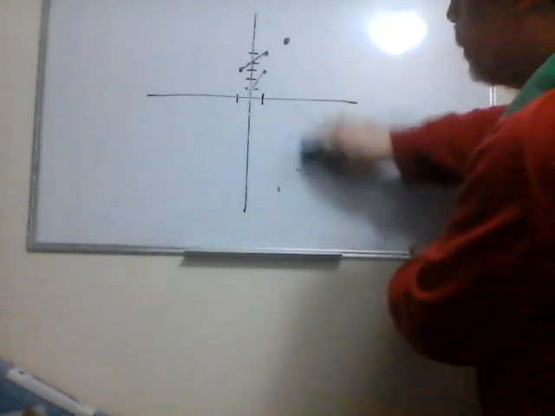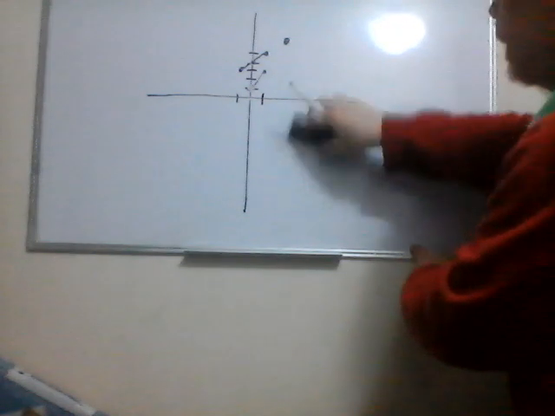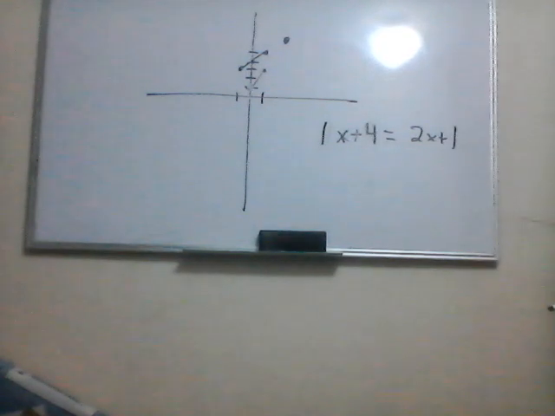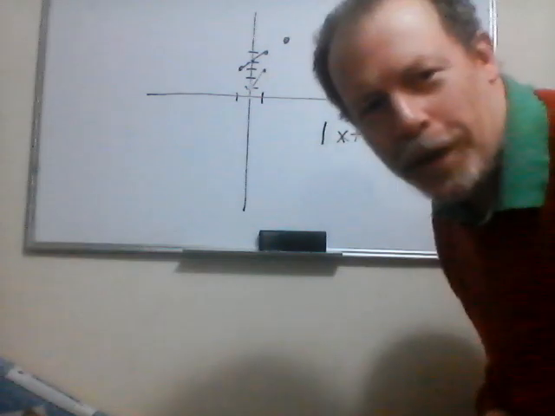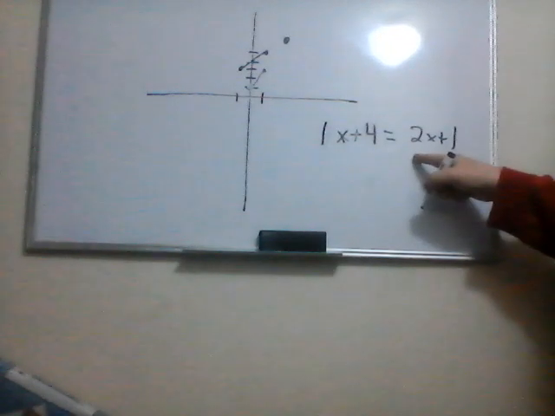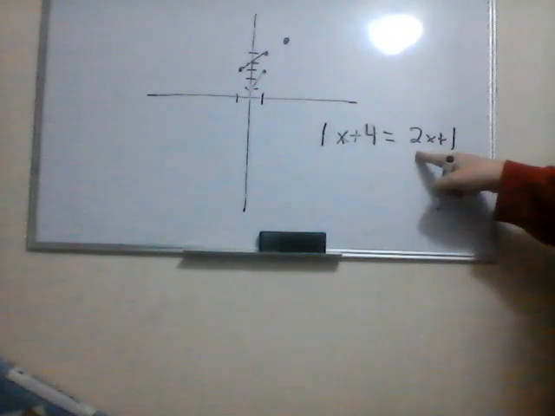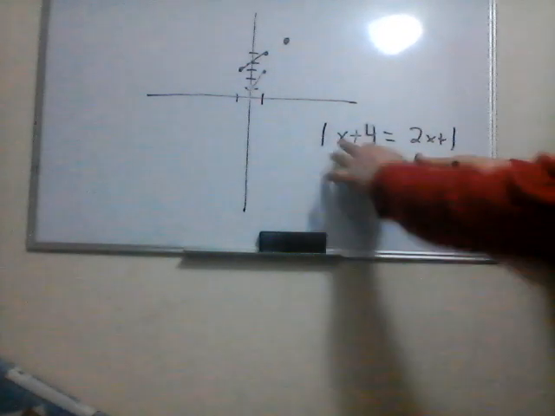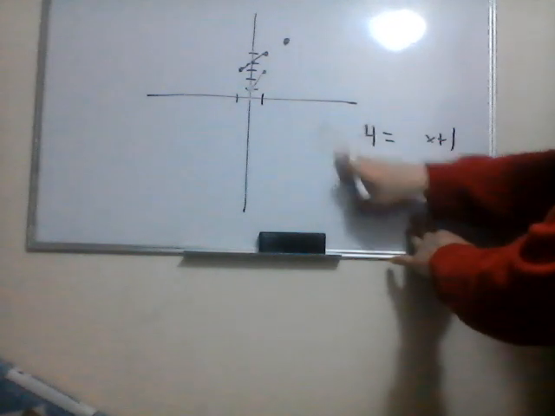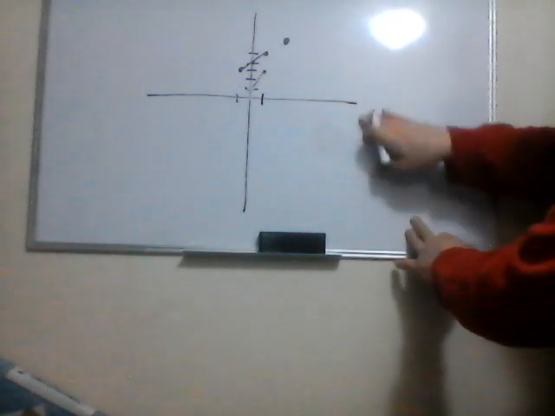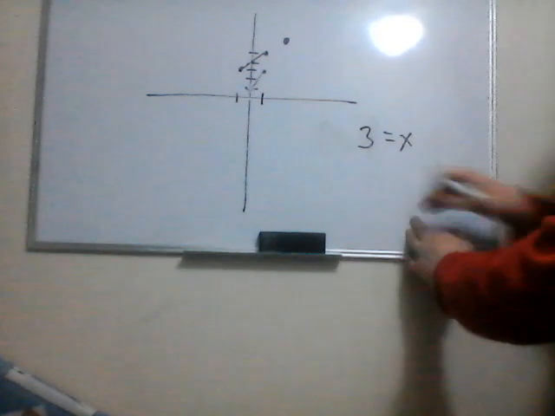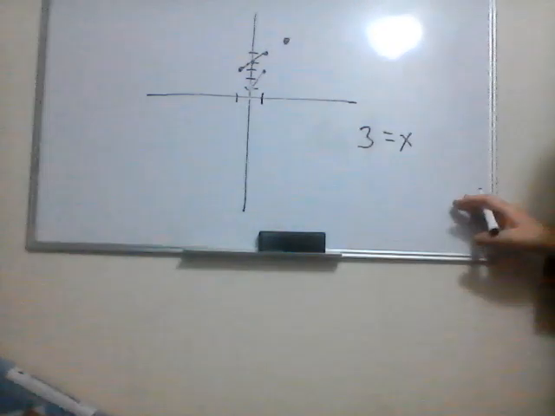If this is confusing to you, watch it a couple of times. But this is what we're going to use to get our x. So what I want to do is get x on one side and everything else on the other side. If I subtract 1x there, this becomes x. And if I subtract 1 here, it becomes 3 there. So we know that at the intercept point, x equals 3.